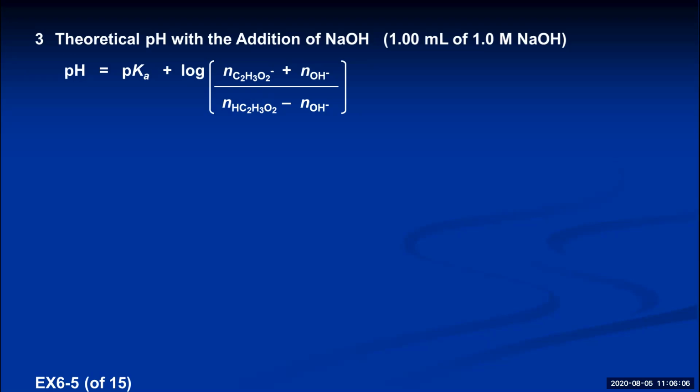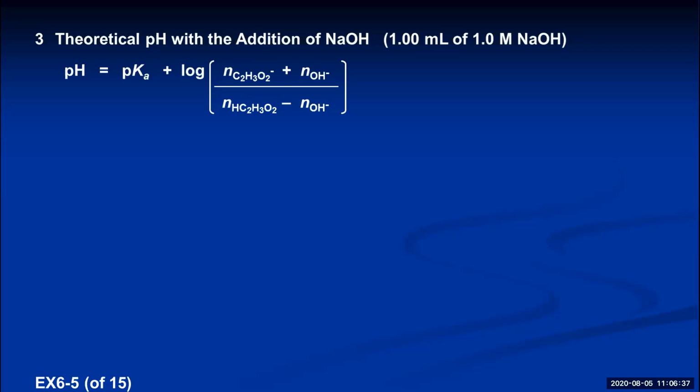The pKa is 4.745. In the denominator of the parentheses term, the moles of the acetic acid is 0.00500. We're subtracting the moles of the hydroxide, 0.00100. On the top, the moles of the hydroxide are still 0.00100. Question is, what do you put in place of the moles of the acetate ions? How many acetate ions are in this acetic acid solution? The answer is essentially 0.